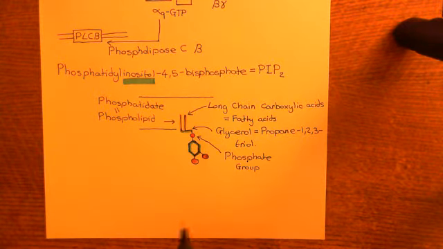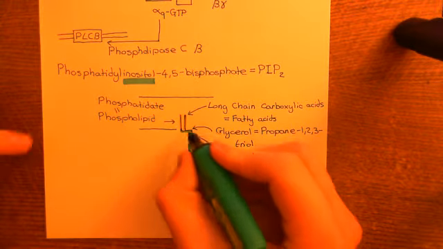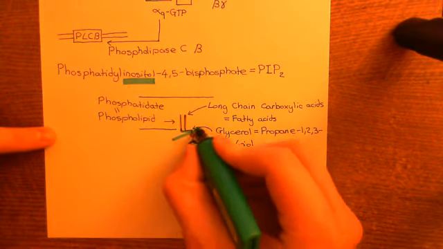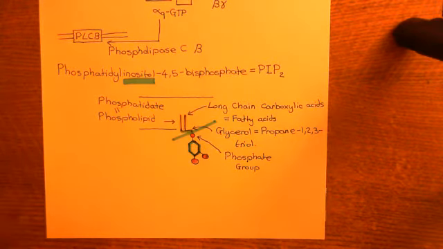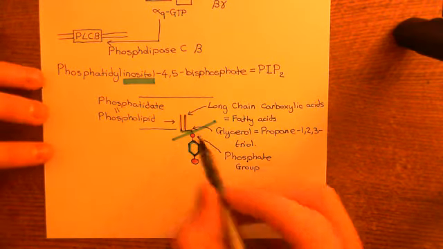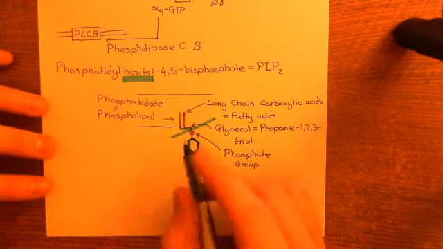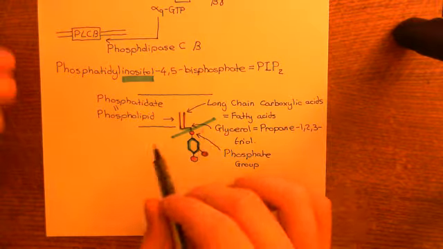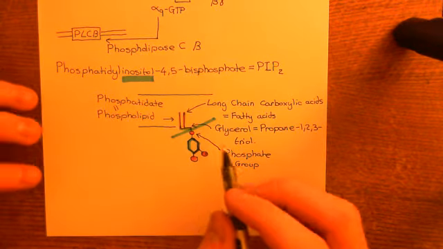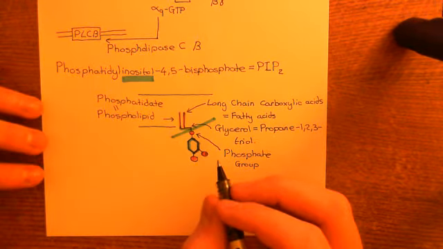Specifically, what it's going to do is it's going to cut this bond here. So let me show this in this turquoise colour. It's going to cut the bond between the alcohol group that comes off the 3rd carbon of the glycerol molecule and the phosphate group here. Okay, so what is the effect of cutting that bond? What two molecules are you going to end up with?